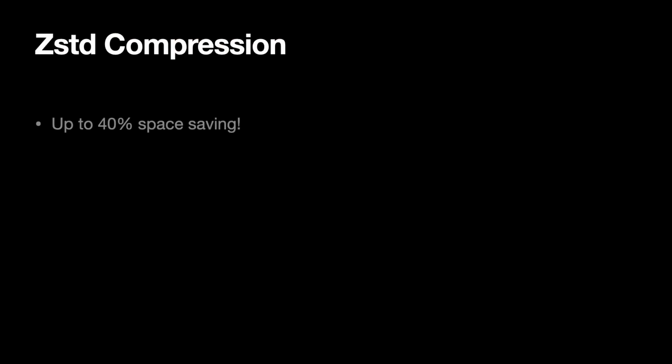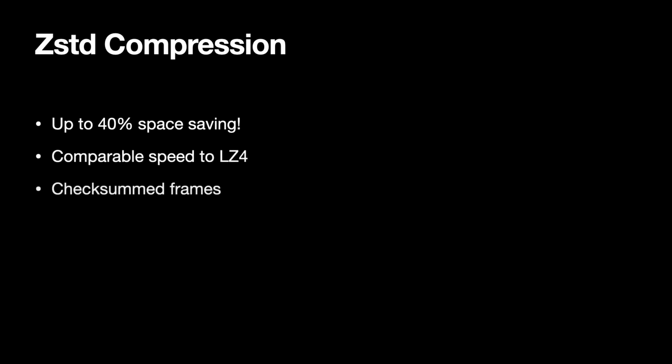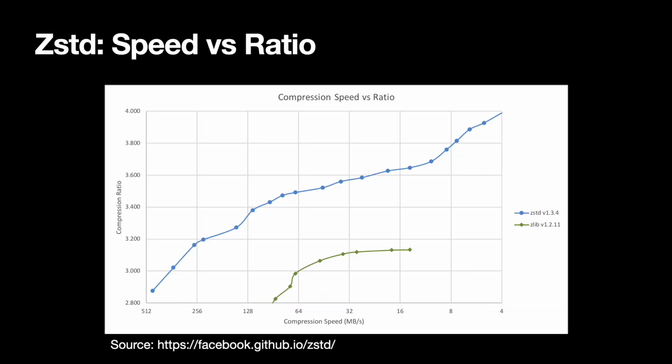Cassandra 4.0 introduces another interesting algorithm called Zstd. This is a compression algorithm that allows us to save some additional disk space. It has distinct advantages over LZ4 and can save up to 40% disk space depending on the configuration that you use, while keeping comparable performance. It has checksum frames for data integrity, and Cassandra uses JNI bindings to bring in additional performance and lowers the GC overhead. Here we see a graph that shows performance of zlib versus zstandard.